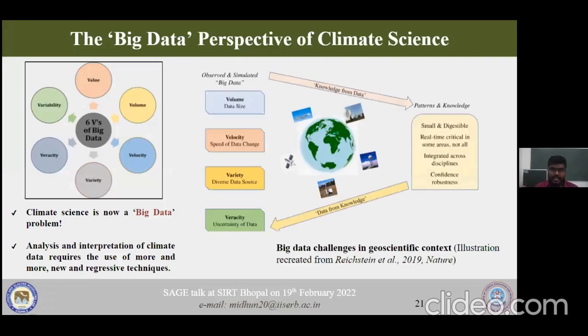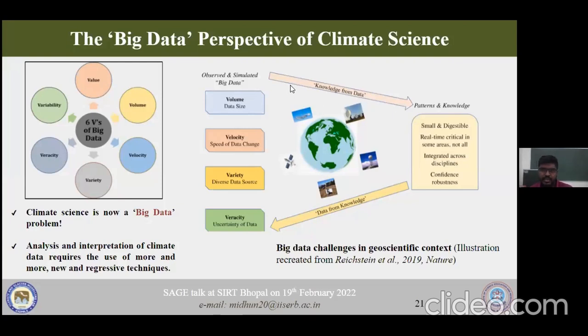So climate data sets have a large volume of data. The velocity: more and more data is coming into the picture day by day, and we have a variety of sources. And of course, data has its own problems, right? But that's the best chance we have. So it is versatile also.